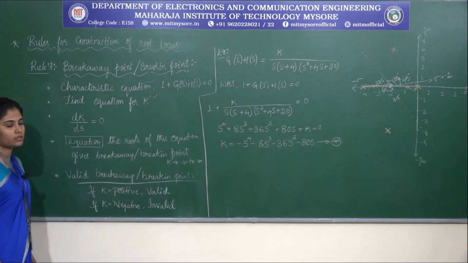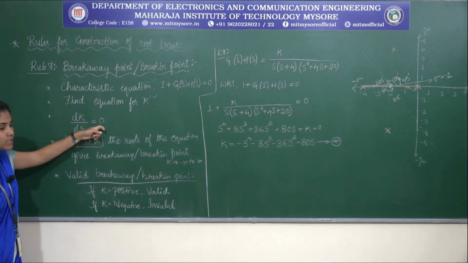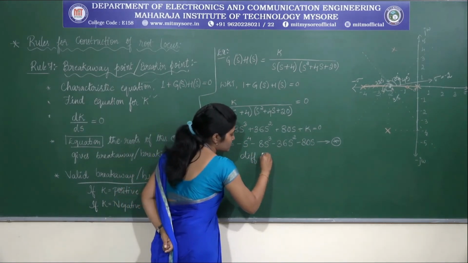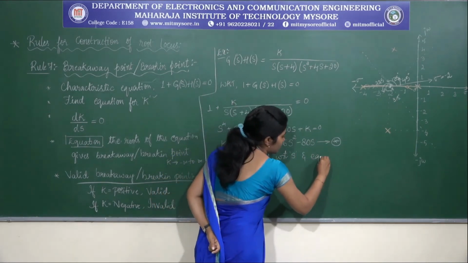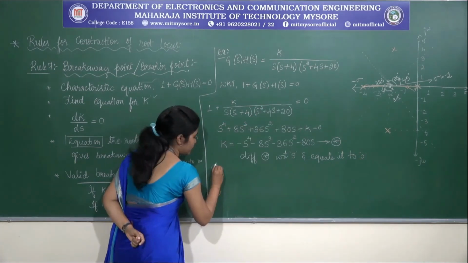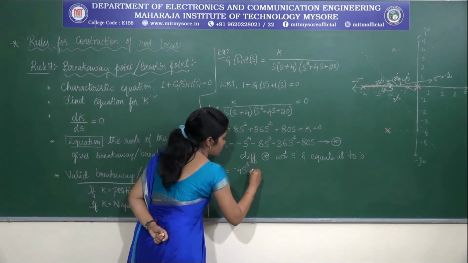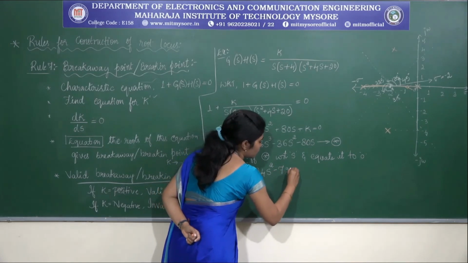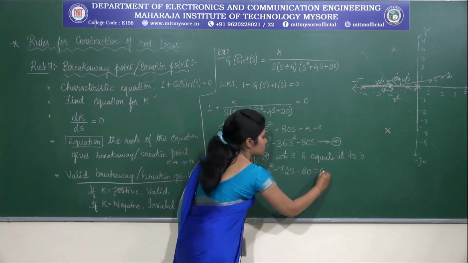This step is also done. So in the third step, I need to differentiate the equation of k with respect to s and equate it to 0. So differentiate equation star with respect to s and equate it to 0. This term will be dk by ds, which is equal to minus 4s cube minus 24s square minus 72s minus 80. Now what can I do? I can equate this to 0.